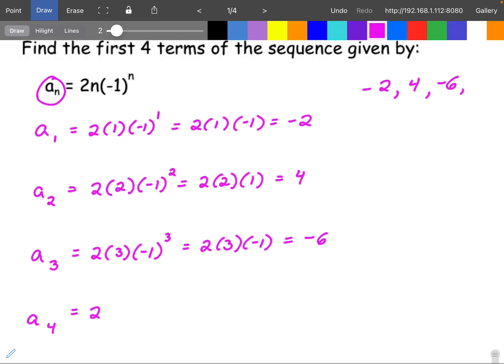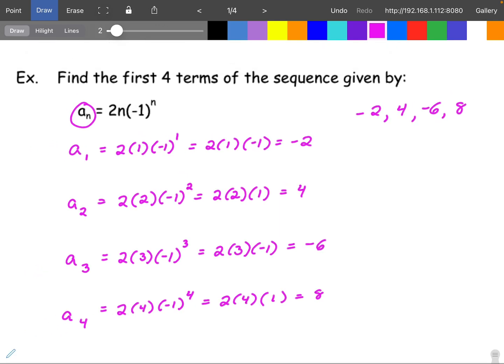A sub 4 is our fourth term, and n is 4. So we have 2 times n, which is 4, times negative 1 to the n power, which is 4, and then simplify. So 2 times 4, and then negative 1 to the fourth power is positive 1. Multiply that all together, and we get 8. So that is our fourth term. So now we have the first 4 terms of this particular sequence.